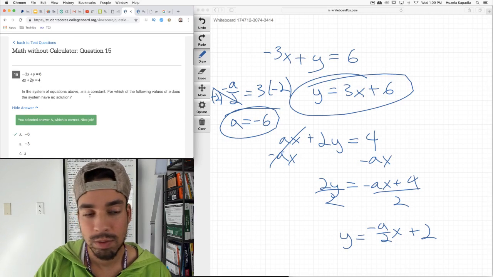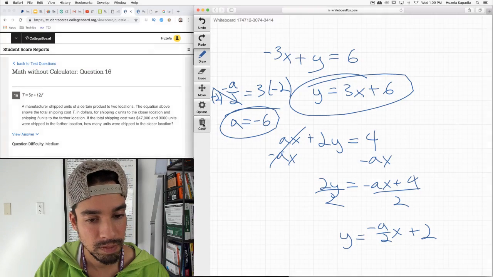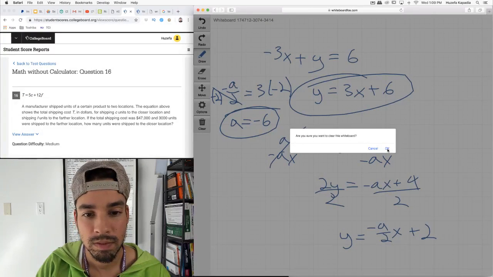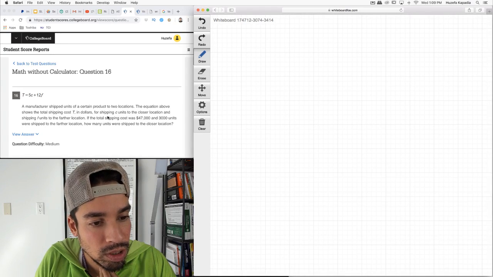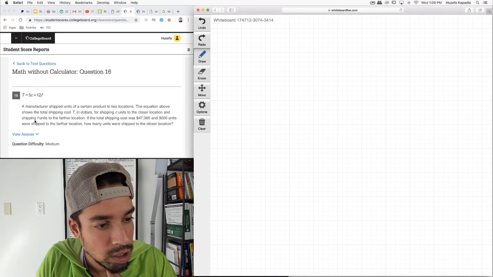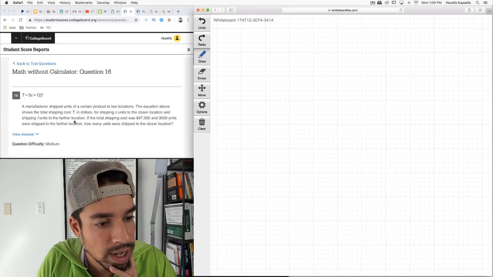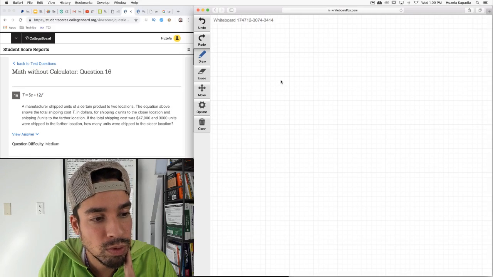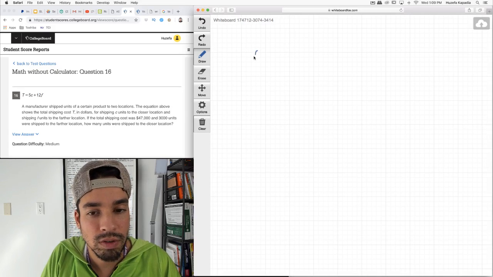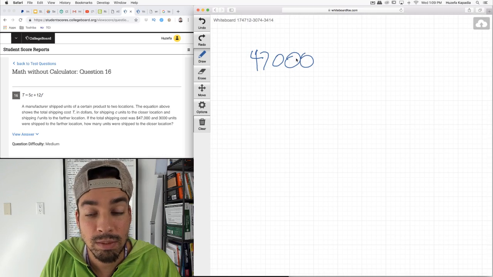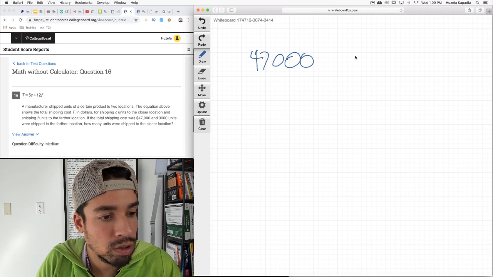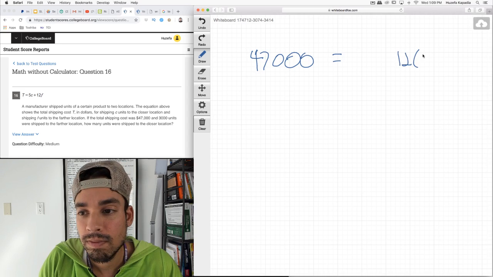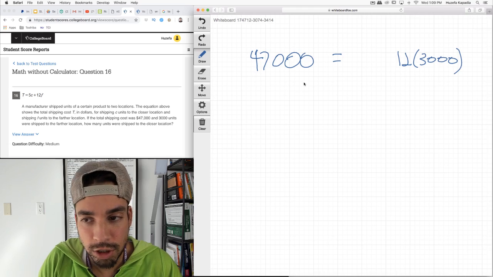Okay, let's move on. A manufacturer shipped units of a certain product to 2 locations. The equation shows the total shipping cost, T in dollars, for shipping C units to the closer location, F units to the further one. So the total shipping cost was $47,000. So T equals 47,000. I'm just plugging and chugging. Don't even know what it's asking yet. And 3,000 units were shipped to the farther location. 3,000 shipped to the farther.